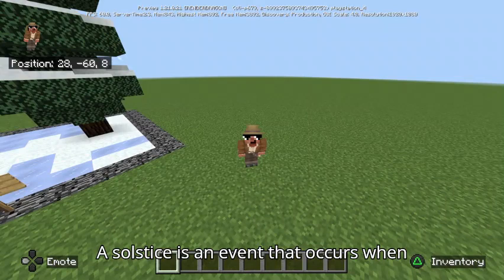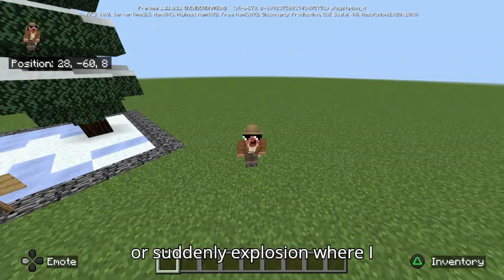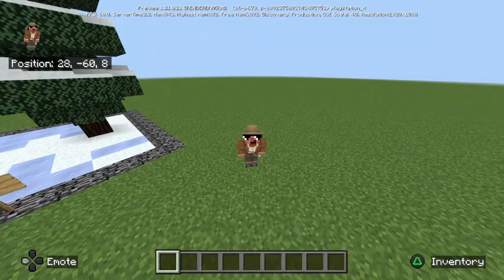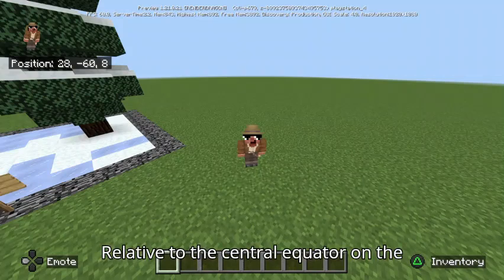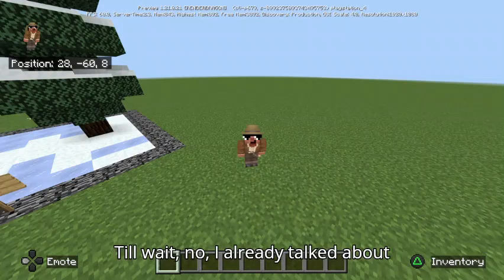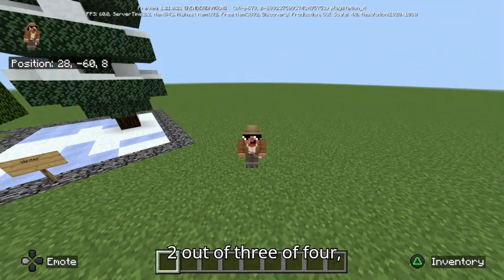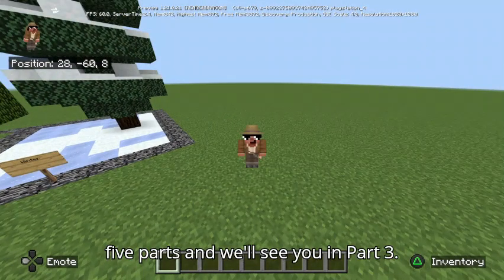A solstice is an event that occurs when the sun reaches its most northerly or southerly position relative to the celestial equator on the celestial sphere. And there's going to be one this year, Thursday, June 20th, 2024 at 4:50 p.m. And well, now it's time for Earth's tilt. Wait, no, I already talked about that. Okay, so this is part 2 out of 5 parts, and we'll see you in part 3.